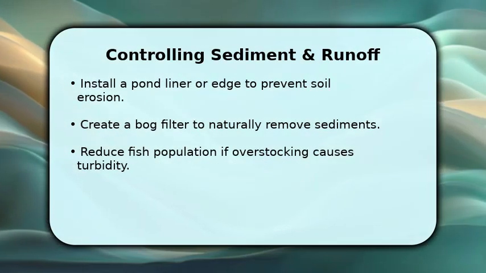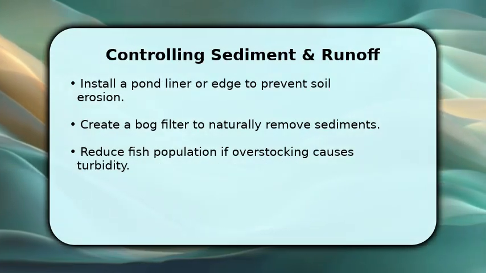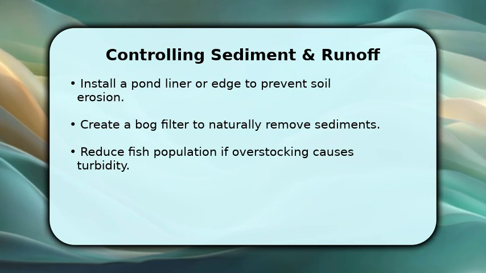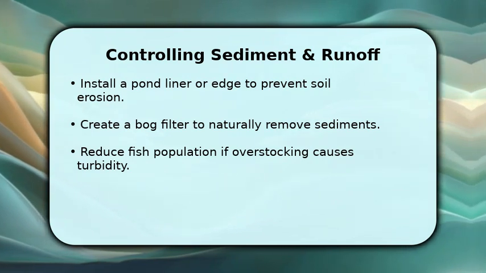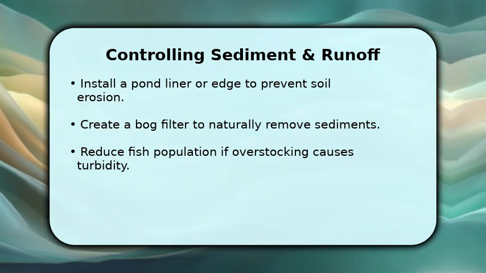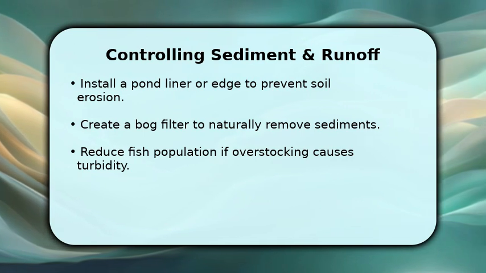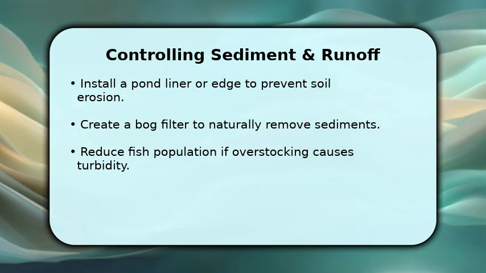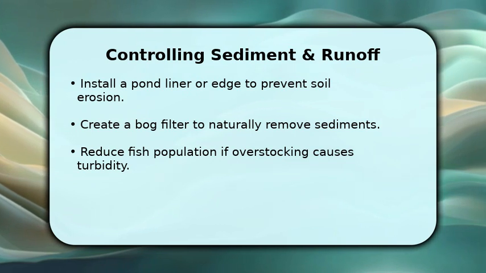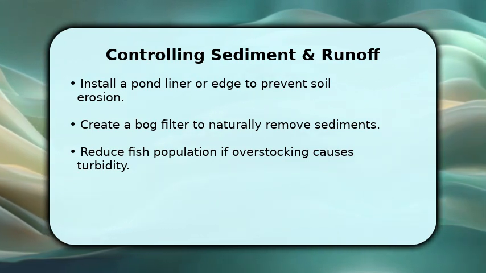Once you've identified the source, take steps to control sediment. If erosion is an issue, consider installing a pond liner or creating a vegetated edge to stabilize the soil around your pond. A bog filter, filled with plants, can naturally trap and filter out suspended particles.